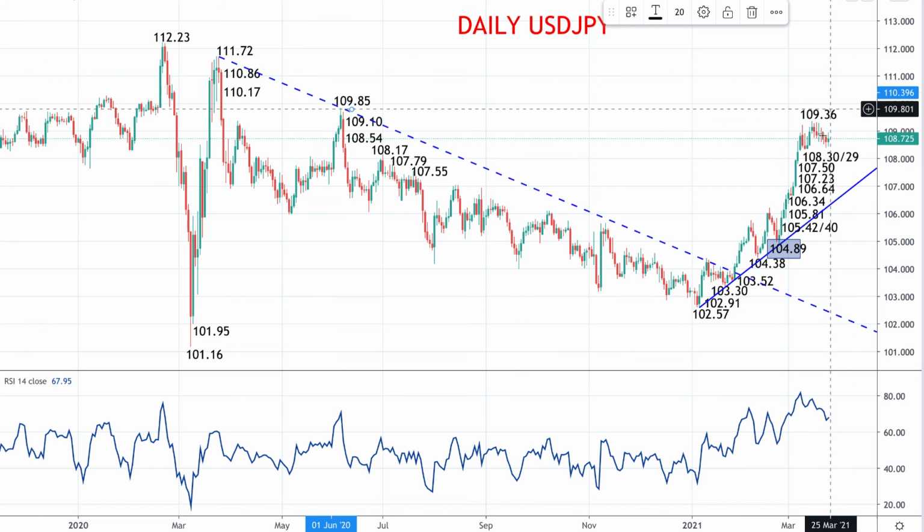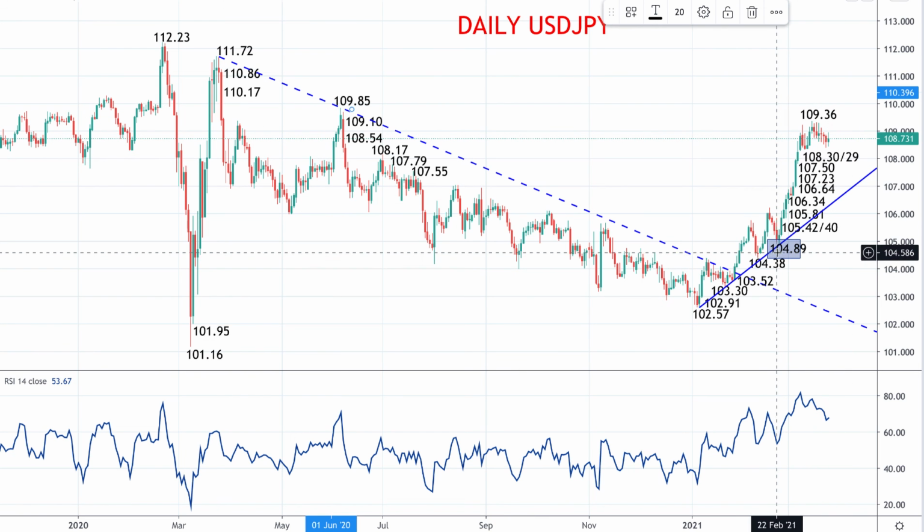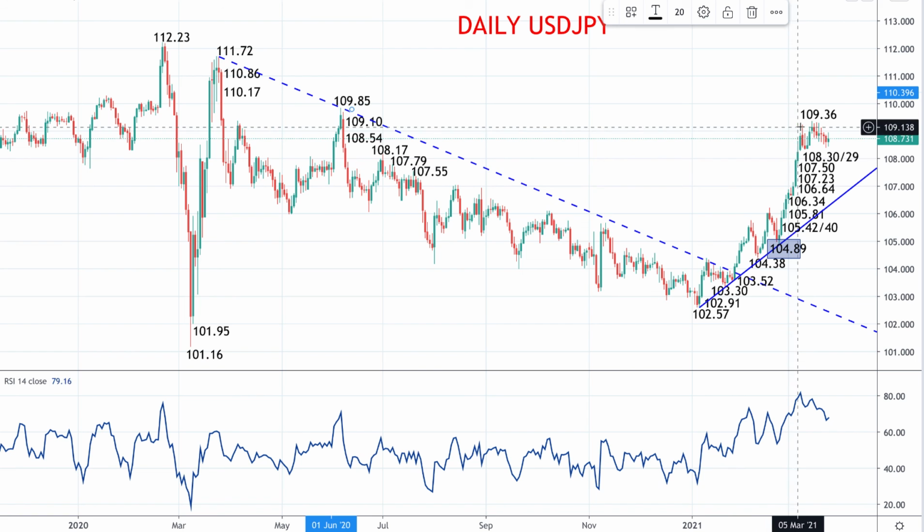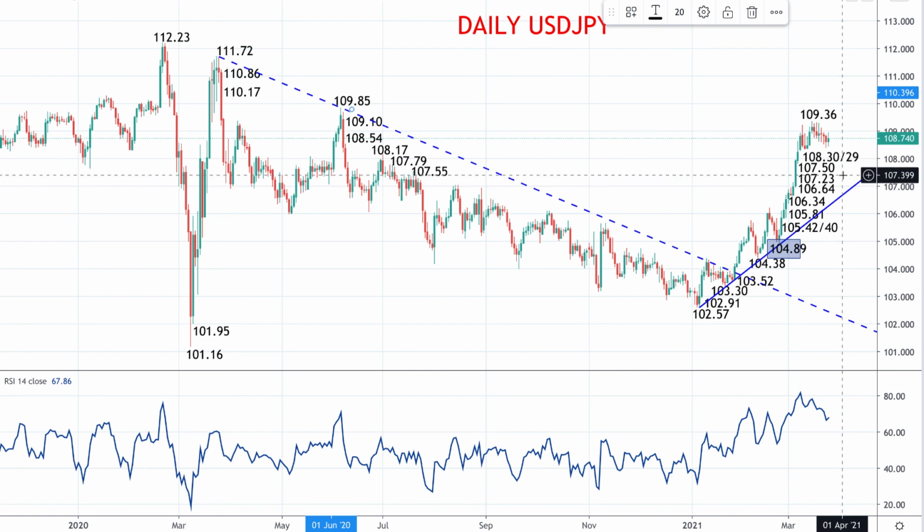So we're looking for bullish pressures, kind of like a flag pattern up here. This strong rally up from 104.89 up to 109.36 and a consolidation for two weeks, we're looking for a much more aggressive break to the upside.